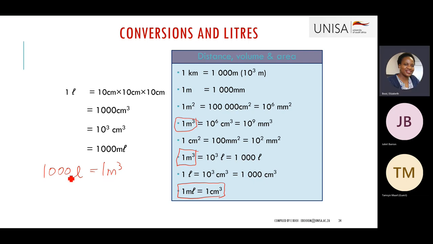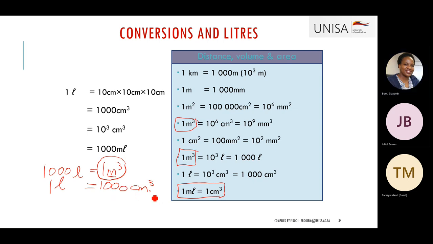we know that 1 liter is equivalent to 1,000 centimeters, right? But not to centimeter cubed, but not to meter cubed. So we need to be able to convert from meter cubed to centimeter cubed. How do we convert there? Let's see. Meter cubed to centimeter cubed.